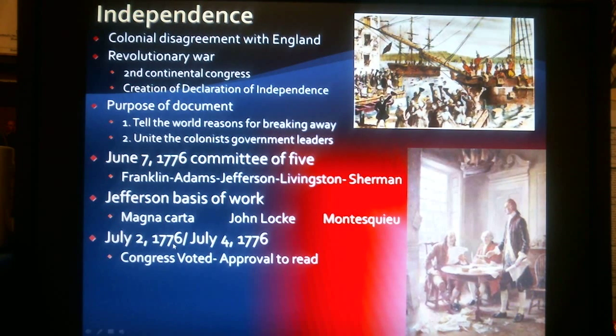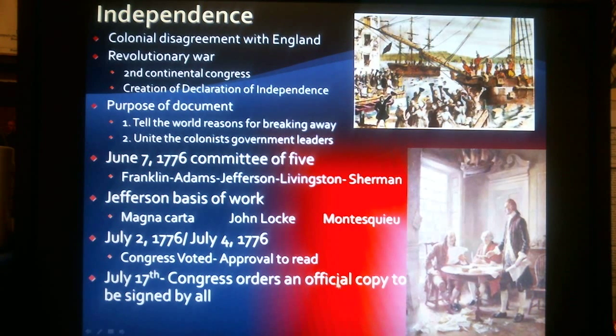On July 12, 1776, Congress voted, and then approved for final passage on July 4th, 1776, the Declaration of Independence. And it was sent out to be read on July 4th to all the colonies around the area to get people inspired, to get them revved up, to get them wanting to go fight in the war. And it worked. July 17th, Congress orders an official copy to be made, and all of the Continental Congress people and the writers then signed the document. We're going to watch a video about the document tomorrow in class, and we'll talk a little bit more about it.